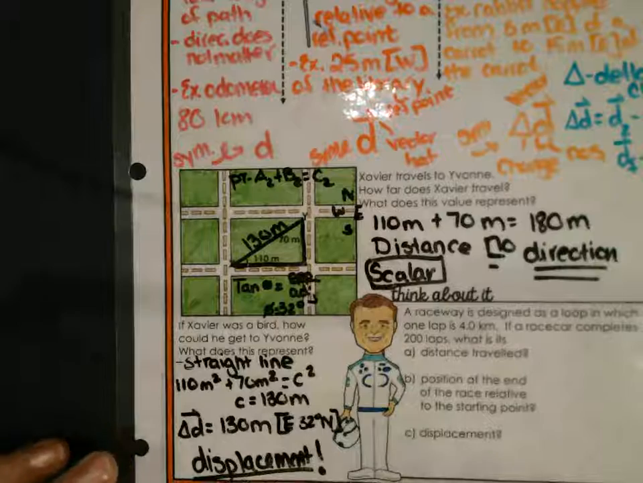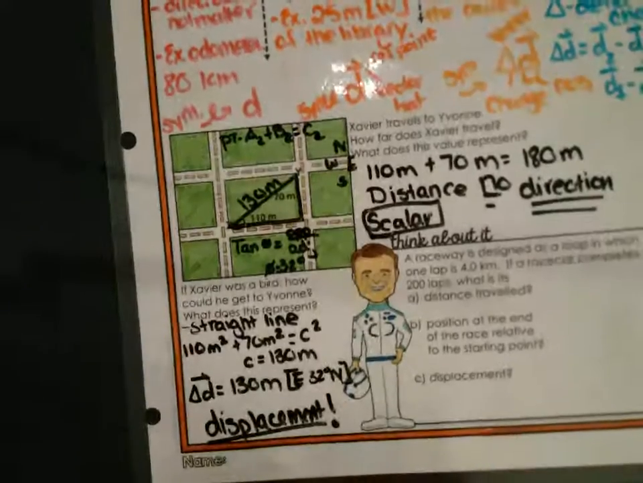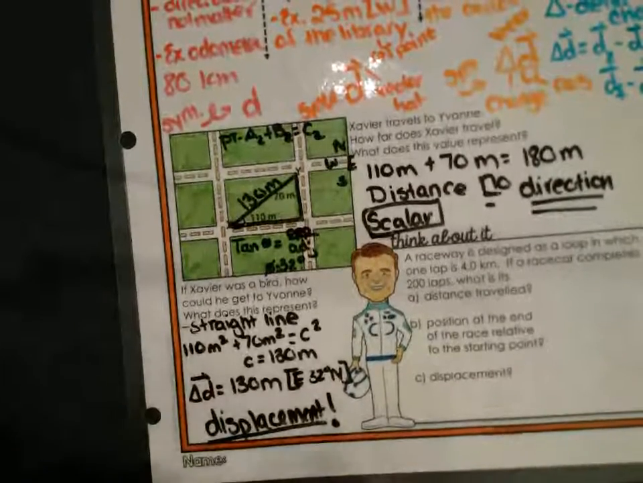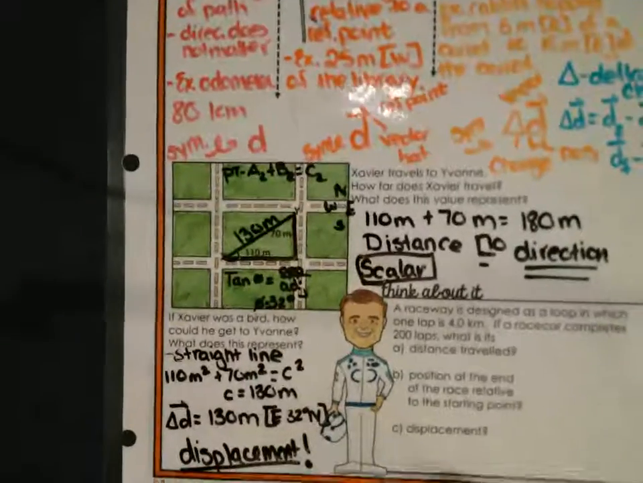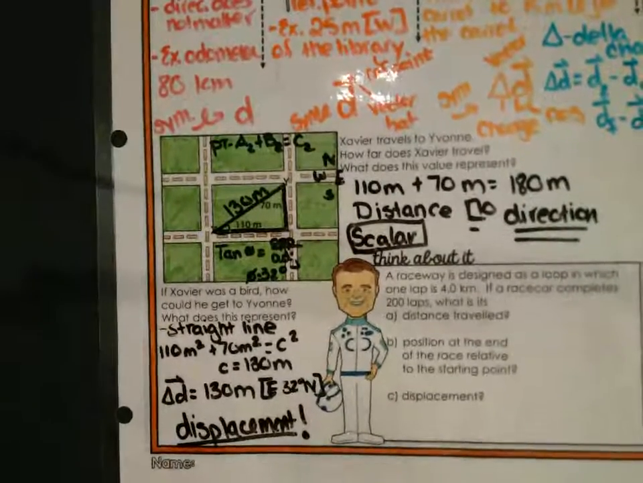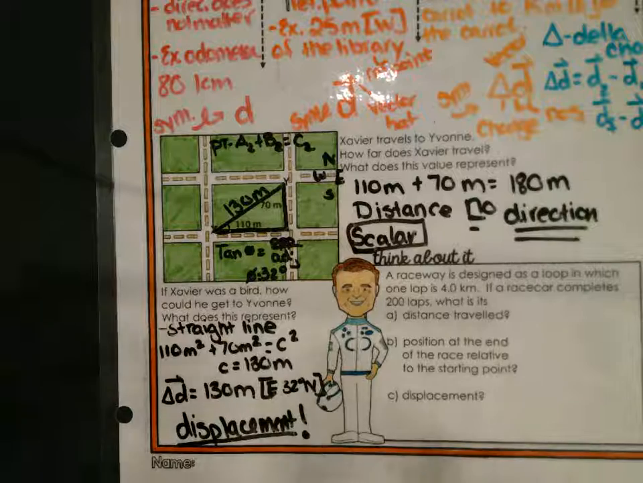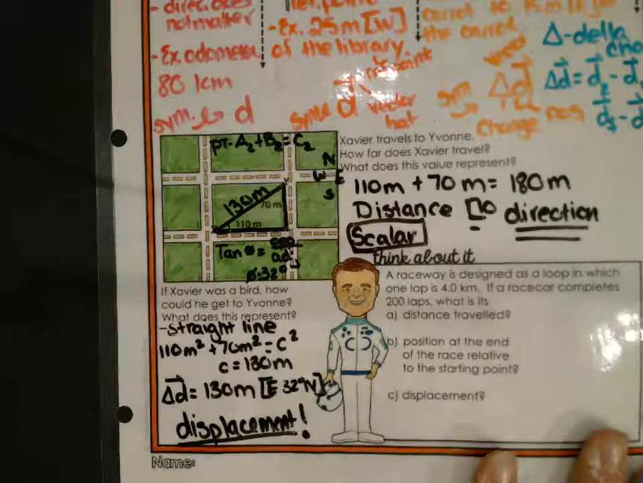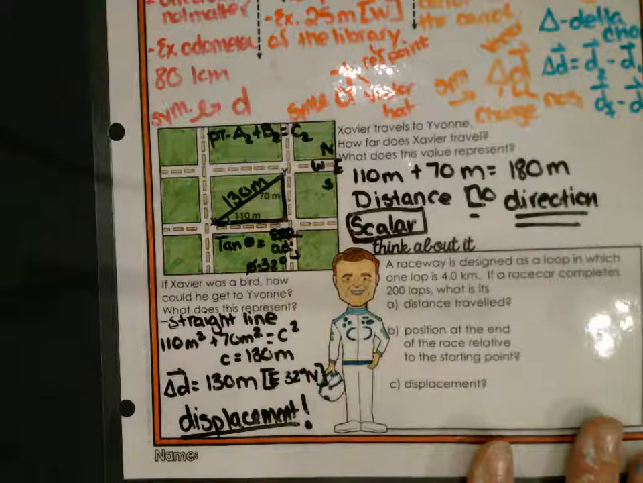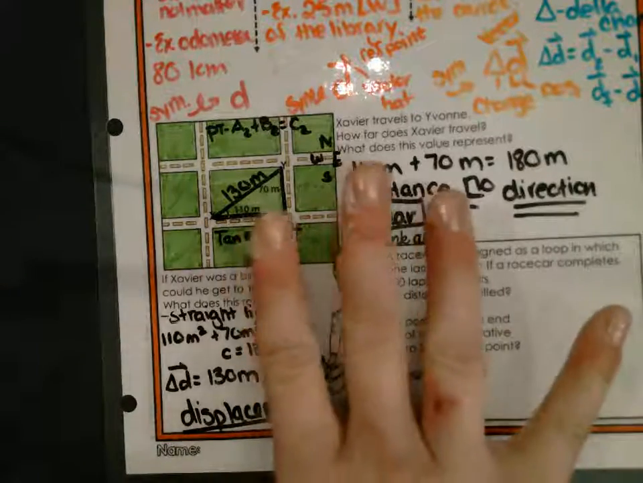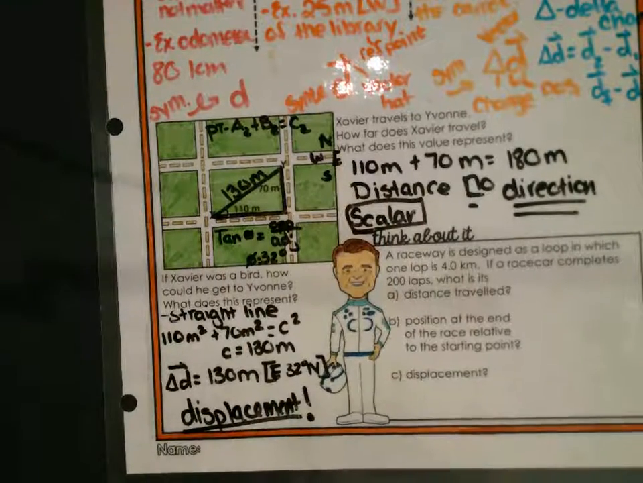For right now, if that math is a little bit over your head, it's completely fine. I promise you when we get to the next grouping, I'm going to spend a lot of time going over all of that math and how to solve all of those math problems. For right now, the main thing you need to understand is that that was displacement because we had a direction.